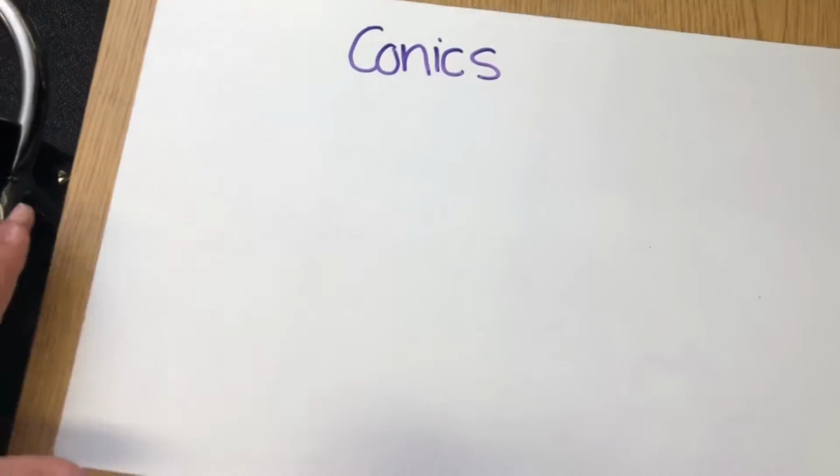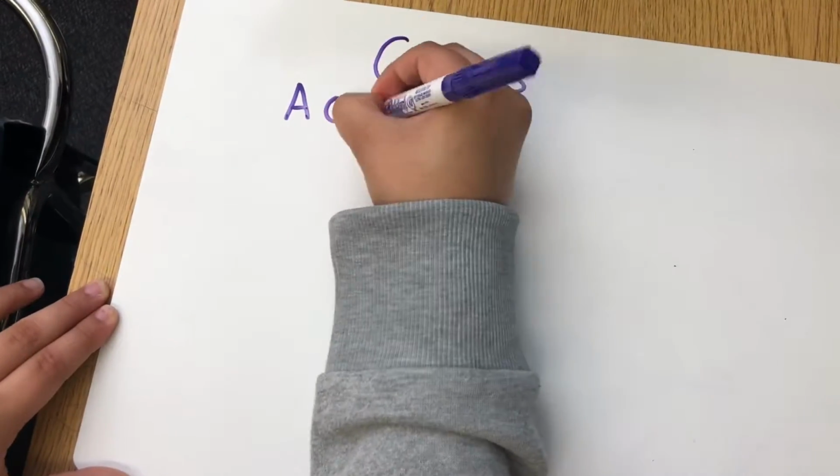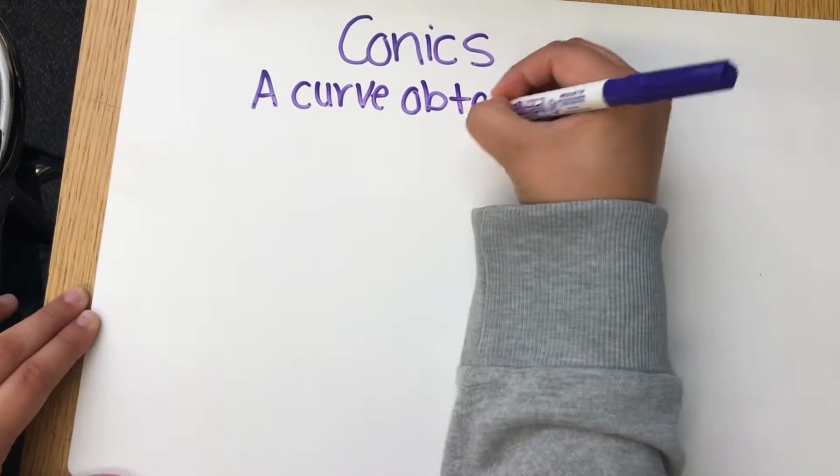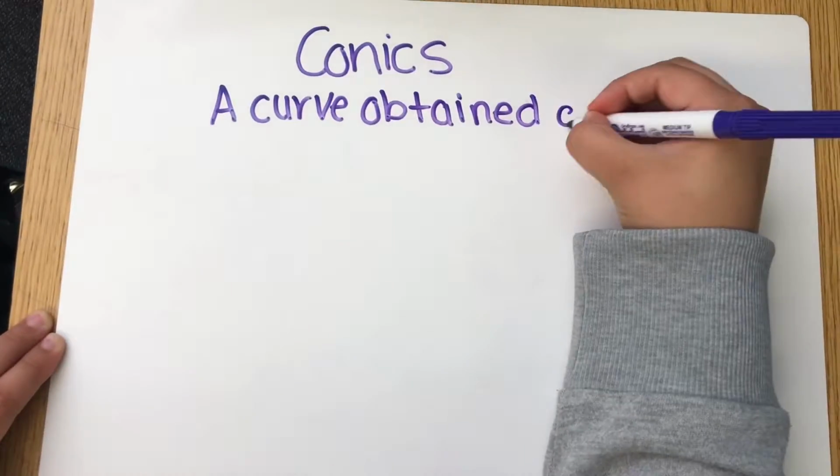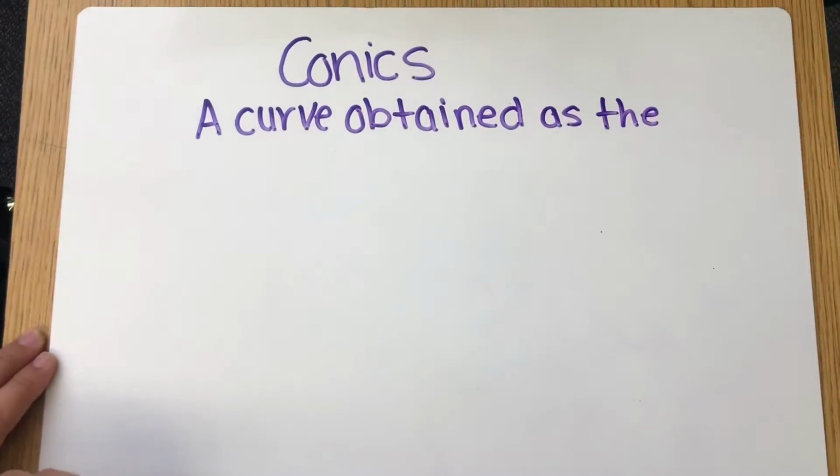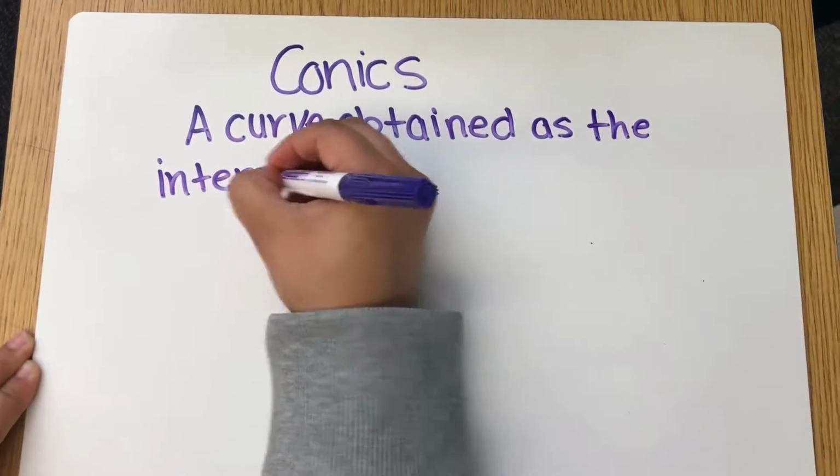Conics: a curve obtained as the intersection of the surface of a cone with a plane. There are three types of them: hyperbola, parabola, and ellipse.